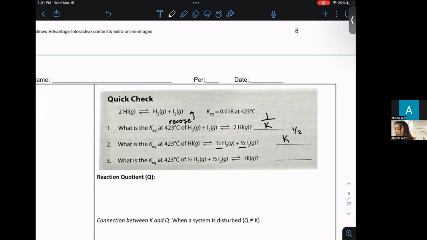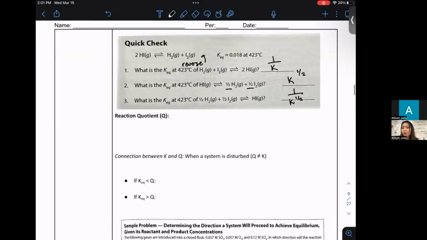For the third one, you see that the KEQ is reversed and halved. So what it becomes is 1 over K to the half. That is your manipulations. Moving on. What if you're not at equilibrium? This is where we get Q, the quotient.